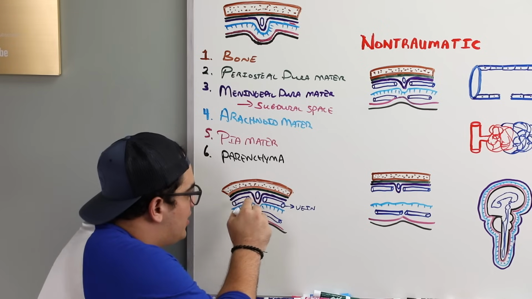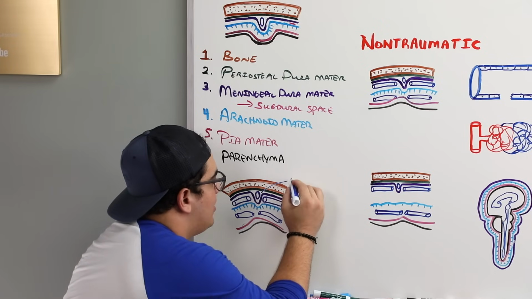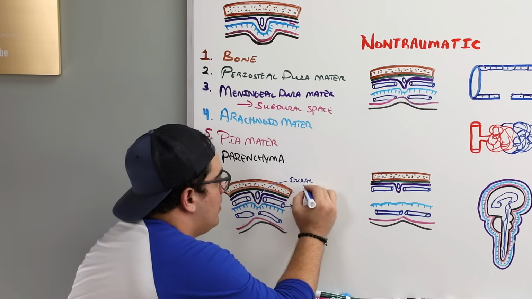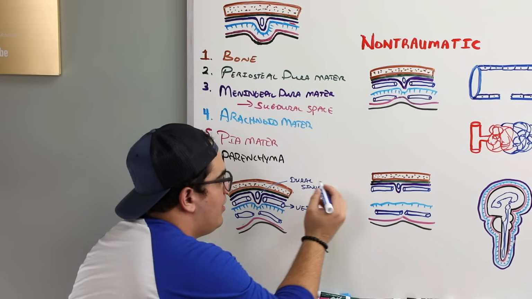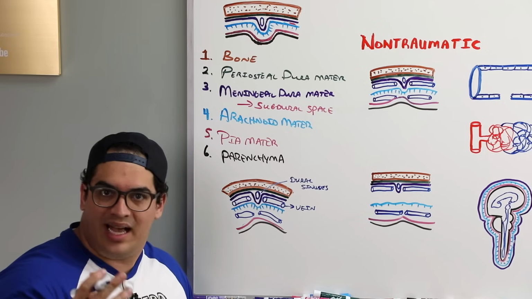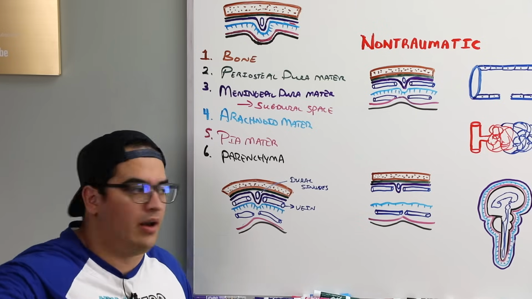And then inside of those septa are these little veins called dural sinuses. These are called your dural venous sinuses. And there's a bunch of these types, right? The superior sagittal sinus, inferior sagittal sinus, so we can go on.